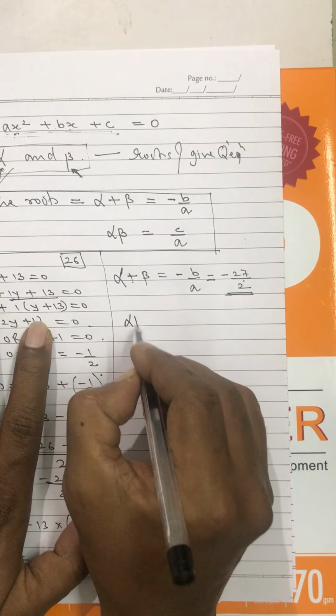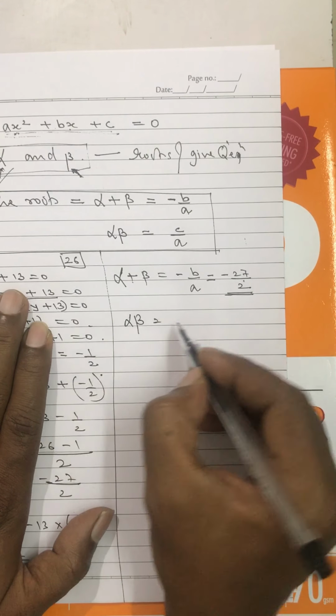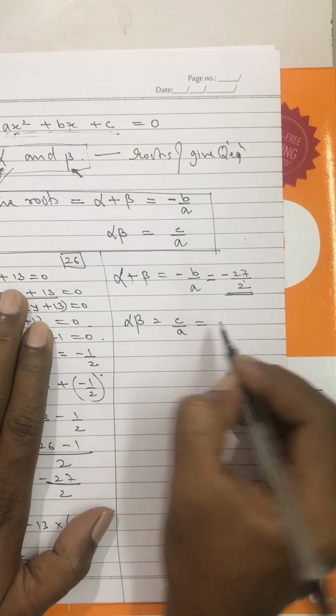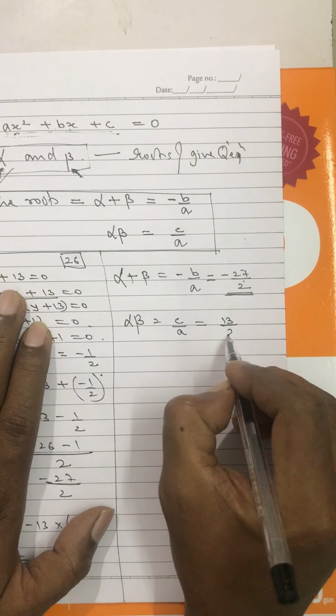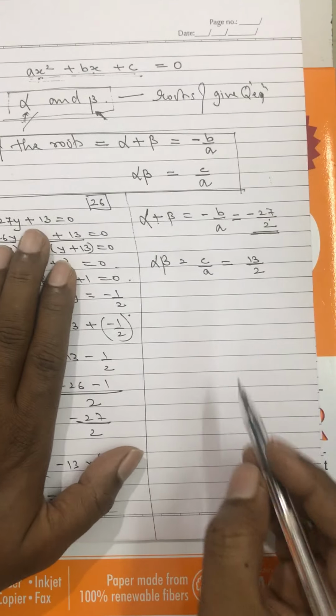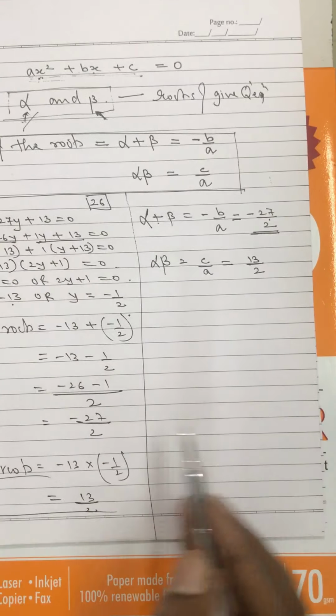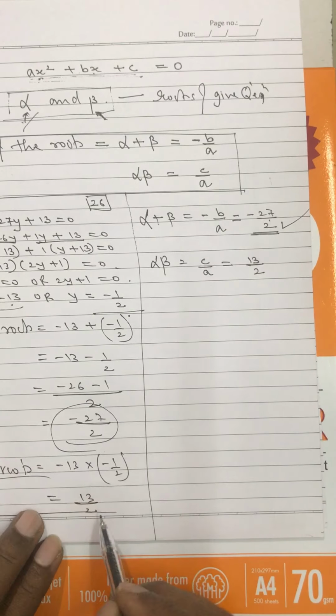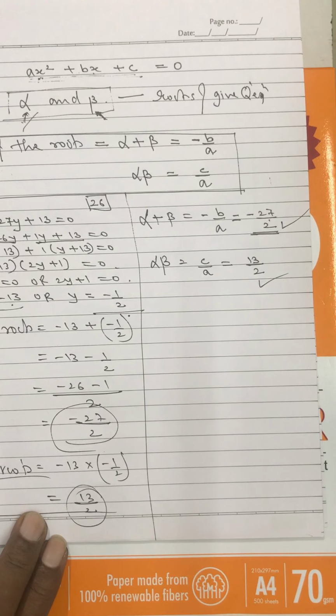And what is the product of the roots? I don't know what the roots are. The product of the roots, the formula is c upon a. C is 13, a is 2. Now check this. If I would have found the value of the roots, the sum of the roots would have been minus 27 upon 2 and the product of the roots would have been 13 upon 2.